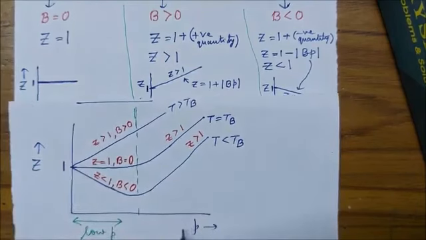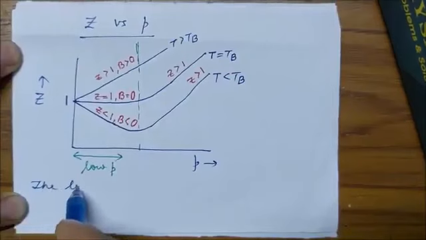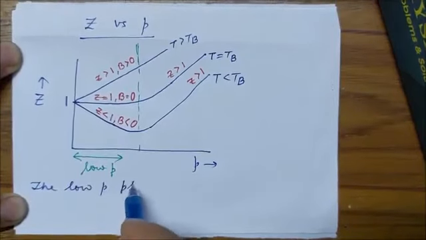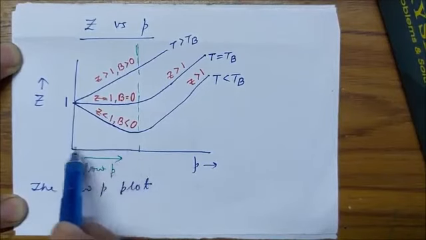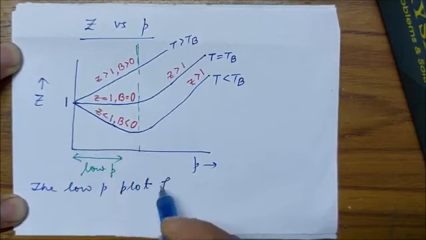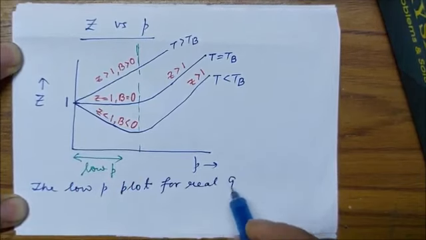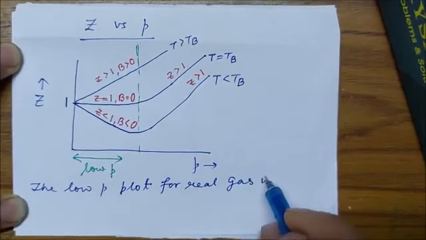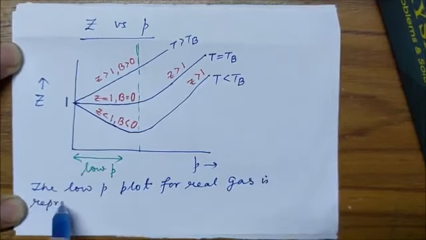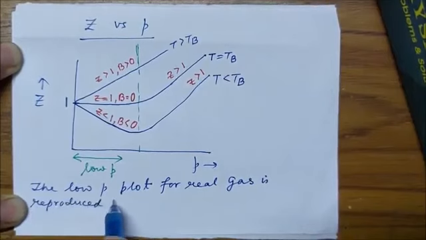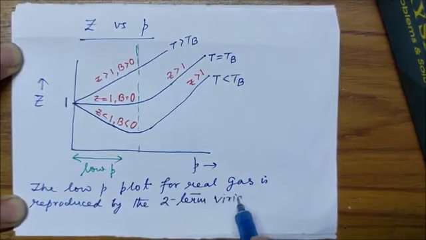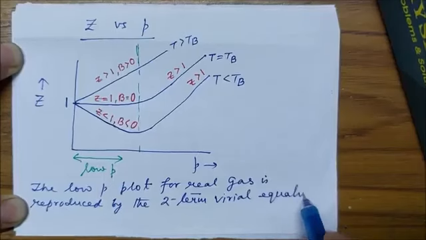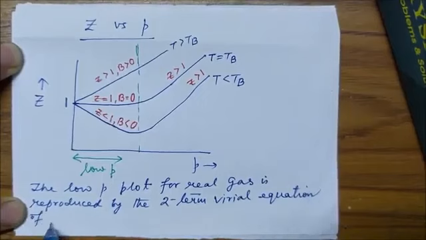In view of this, we can write the low P plot, that is this region is being indicated. For real gas is reproduced by the two-term virial equation of state.